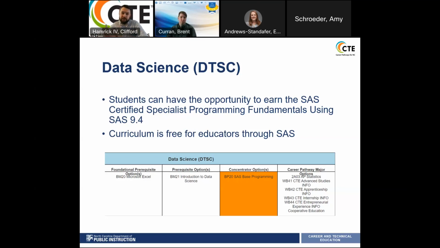And I did forget, but it is in here as a career pathway major option. Students could go on to take 2A03 AP Statistics. Yes, I saw the question. Yes, the curriculum is free for educators, and it is really good.